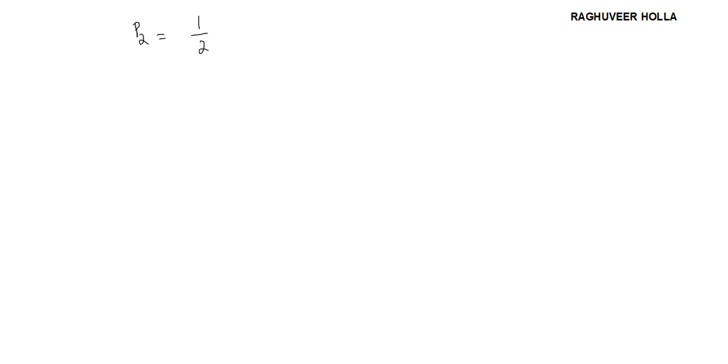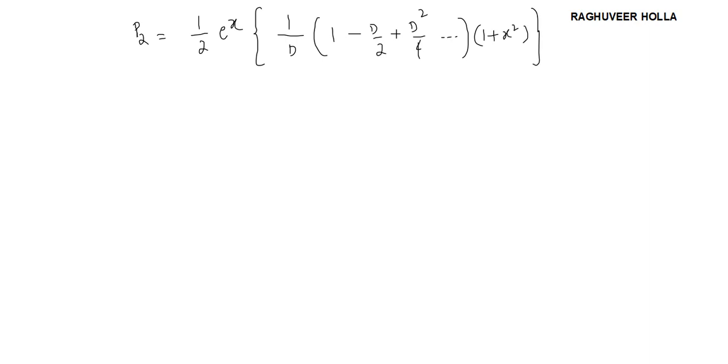Now 1 by 2 e to the power of x. Now this is multiplied, again this is 1 by D, and this is 1 minus D by 2, plus we have D square by 4 and so on. Close the brackets. Now this is multiplied by 1 plus x square here, and what do we get?